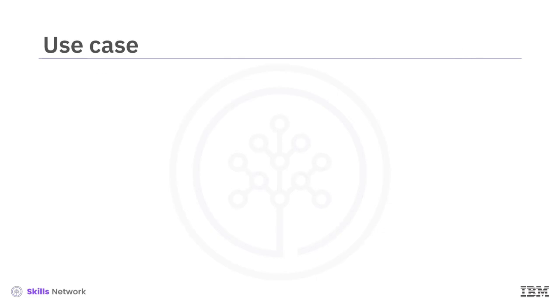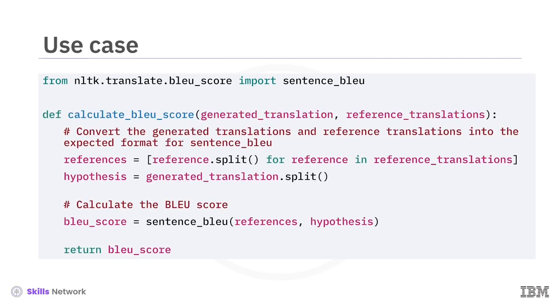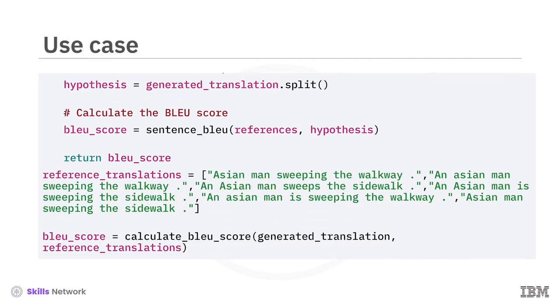Let's look at a use case of the NLTK library that calculates the BLEU score for a generated translation. First, define a function that creates references and hypothesis lists in the format that sentence BLEU accepts, calculates the BLEU score for them, and returns the score. Then, create an array of references. Finally, call the function to calculate the BLEU score for the hypothesis sentence that can be the model's generated translation.